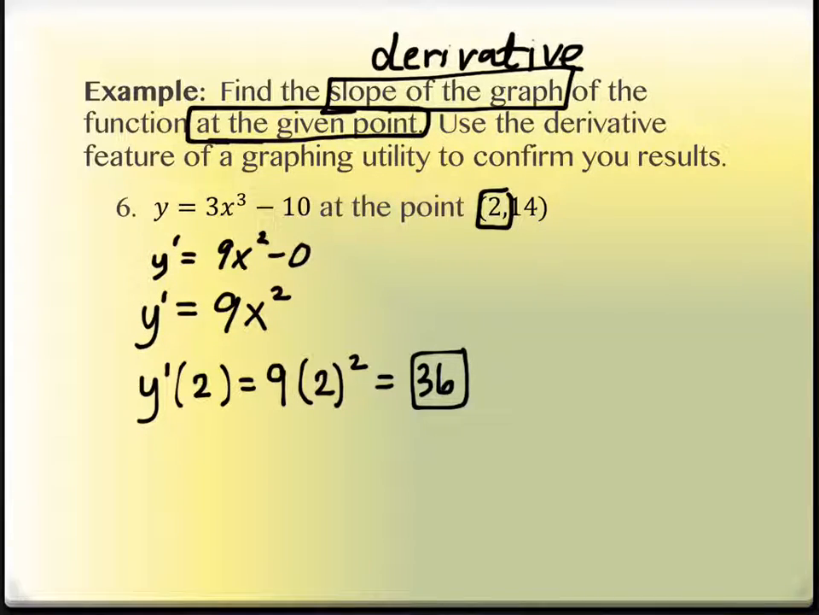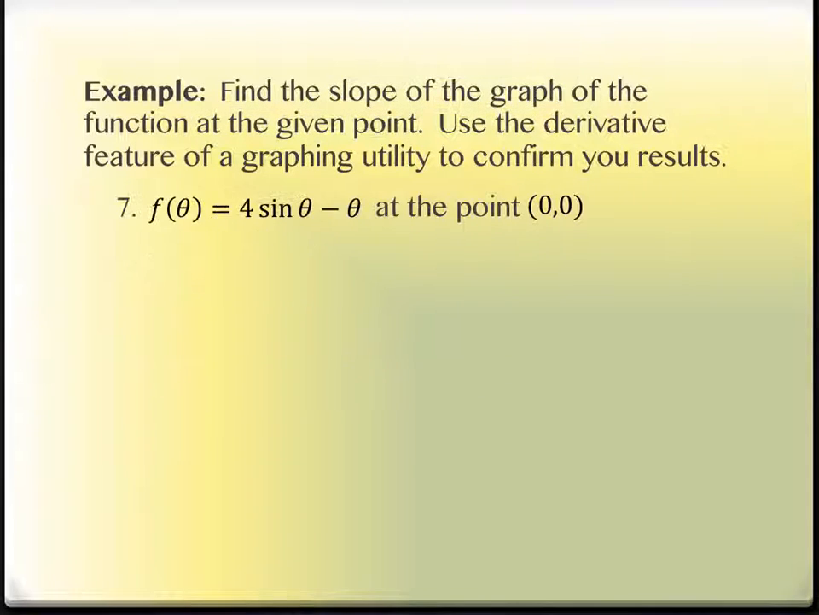That's a slope. It's a very big slope. The line created with that slope would be very steep. And that's happening because it's a cubic equation. Cubic equations, as you move out towards the end points, or the end behavior of those, are very, very steep. So that makes sense. Okay, same directions on this one.